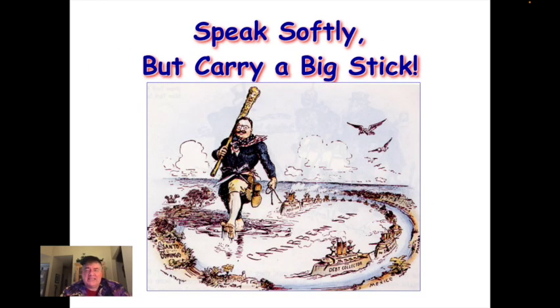All right, so this is Teddy Roosevelt's policy. Speak softly, but carry a big stick. He's not going to get in anybody's face. He's not going to be jingoistic. All right, that's a word for you. Jingoistic. It's like you got patriotism, you got nationalism, and then you got jingoism.